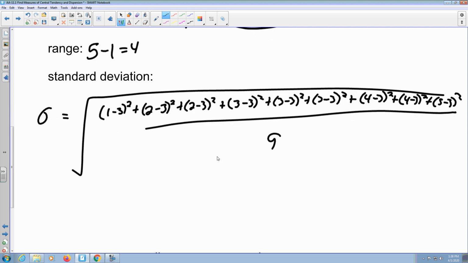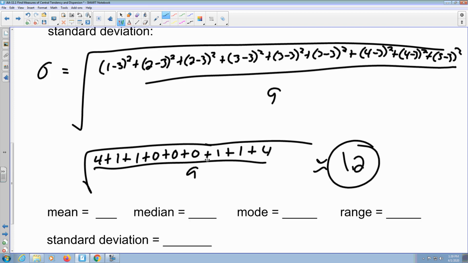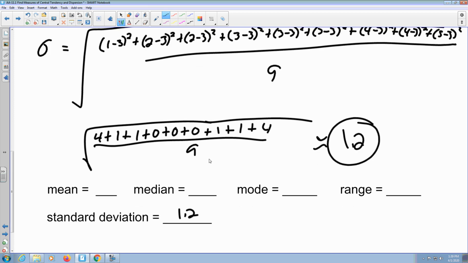So taking care of this, I get 4 plus 1 plus 1 plus 0 plus 0 plus 0 plus 1 plus 1 plus 4. That's 9 terms. 4 plus 1 plus 1 plus 0 plus 0 plus 0 plus 1 plus 1 plus 4 is 12. Divide that by 9 is 1.3. Take the square root of that 1.33, so I get about 1.2 as my standard deviation. My mean was 3. My median was 3. My mode was 3. My range was 4.